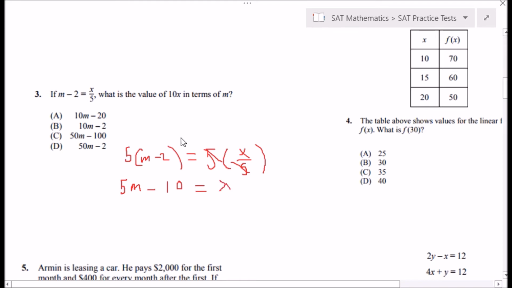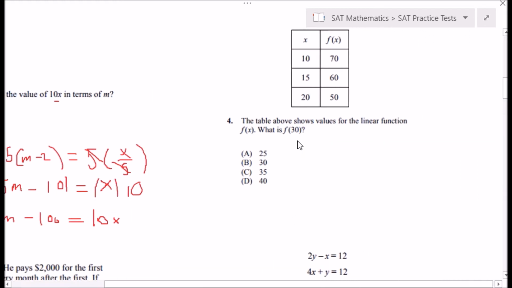So the question is asking us for the value of 10x. So we multiply both sides by 10. If we multiply this by 10, that will give us 10x. If we multiply this by 10, that will be the value of 10x and our answer. So that would be basically 50m minus 100 is equal to 10x. Alright, and our answer is C.